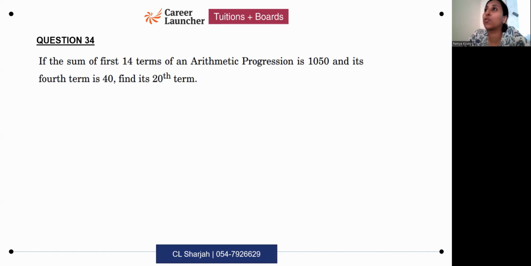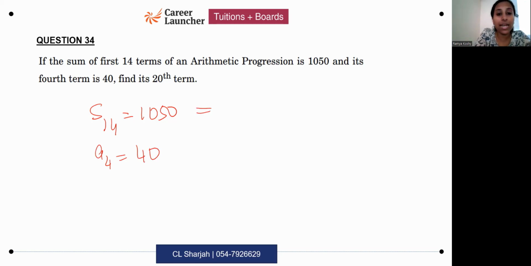What are you expected to do whenever you get such type of questions? You're expected to form some equations and find the missing values of A and D. Right? Form equations and find the missing values of A and D. So translate directly whatever is given. S14 is equal to 1050. Fourth term is 40. A4 is 40. Read carefully.